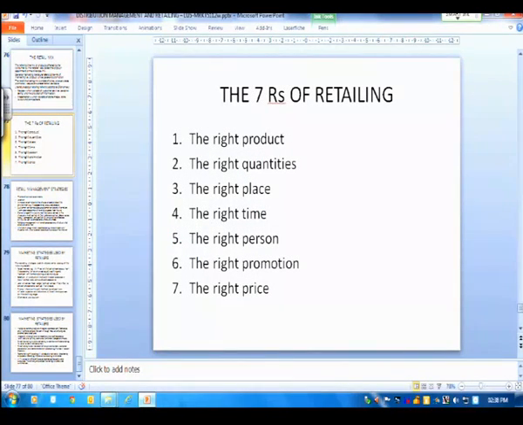The 7 R's of retailing. The first one is the right product. The second one is the right quantities. Third, the right place. Fourth, the right time. They have to receive the product at the right time. 5, the right person. 6, the right promotion. And lastly, the right price.